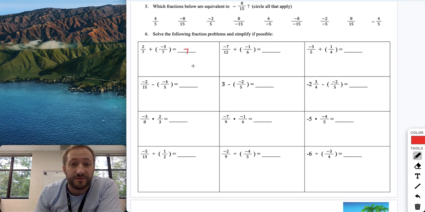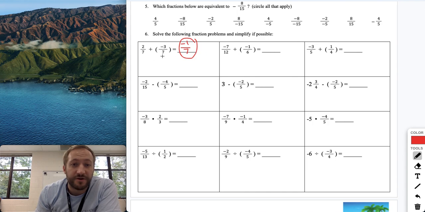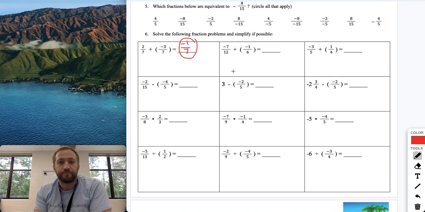I can go ahead and keep the denominator the same. And now I'm just going to add the numerators. 2 plus -3 gives me -1. This is where those integer rules are still really important that you have to keep in mind. So -1/7, that is my answer. When the denominators are the same, it's so few steps. It's great. Let's look at the next one.